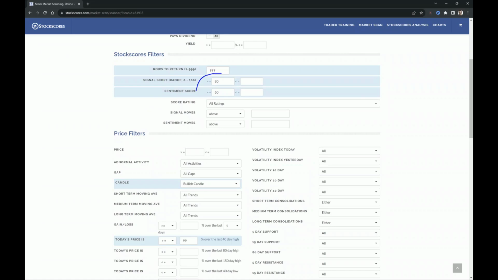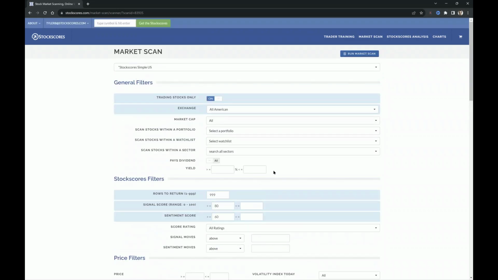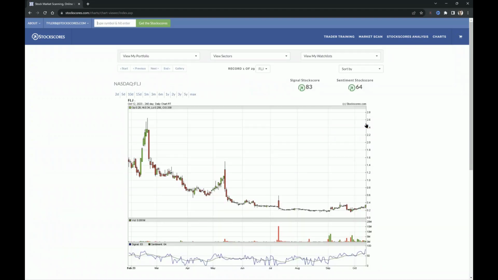So you can see that signal score needs to be above 80, sentiment score needs to be above 60, and then there's a few other settings here on the screen that are important for that scan. So I'm going to run the scan. It goes through every stock that trades in the US, and it found 29 that have the basic criteria met. But we still need to inspect the charts of these stocks to see if they have the right pattern. Now, I've taught you a little bit about what the right pattern is, but let's practice.